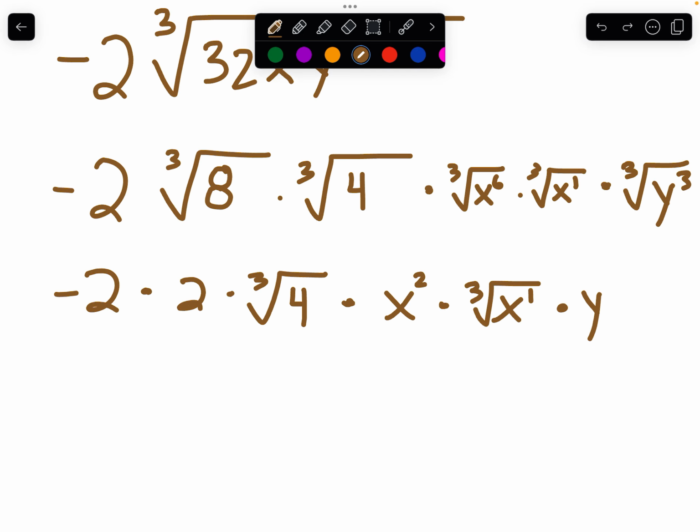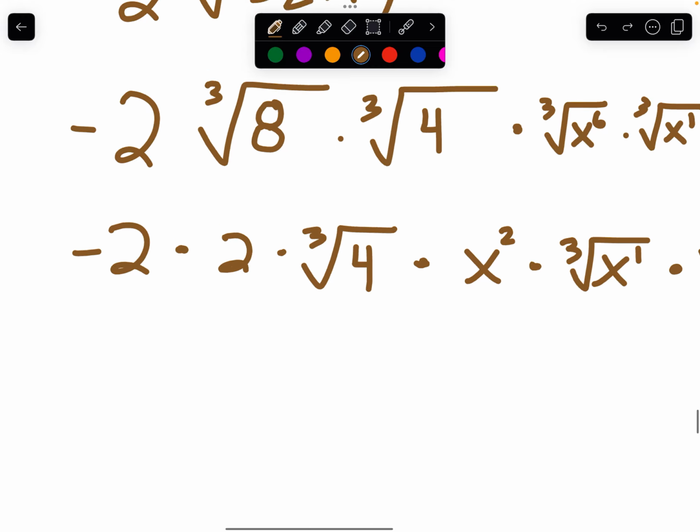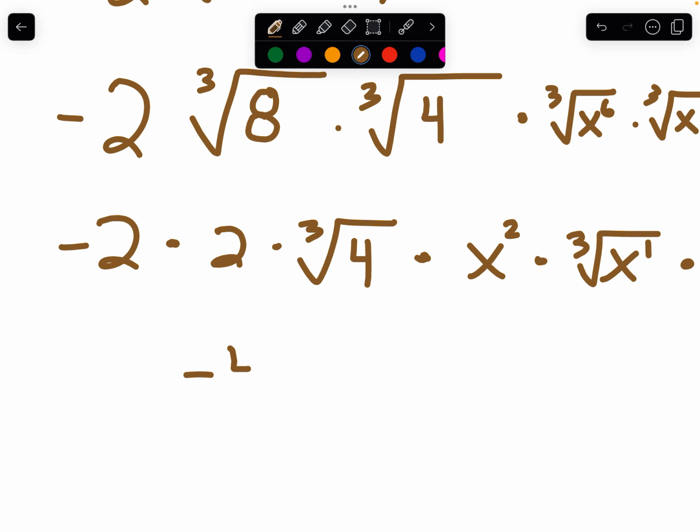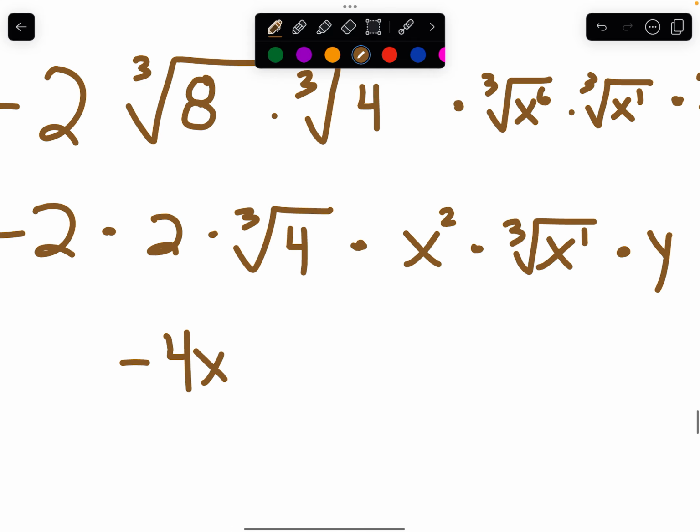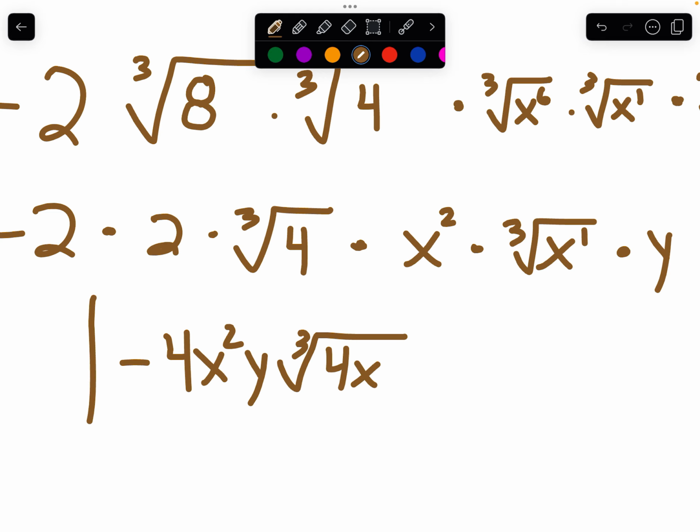So everything that's no longer inside a cubed root could be multiplied together. We've got negative 2 times 2, which is negative 4. We've got an x squared and a y to the first. Inside this cubed root, we've got a 4 and x to the first.